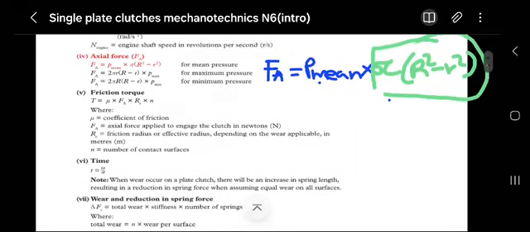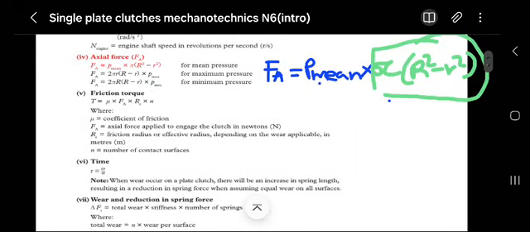When we are dealing with mean pressure, that means all mean pressure will occur when you're dealing with neutralized. Mean pressure, obviously, is for neutralized, right?